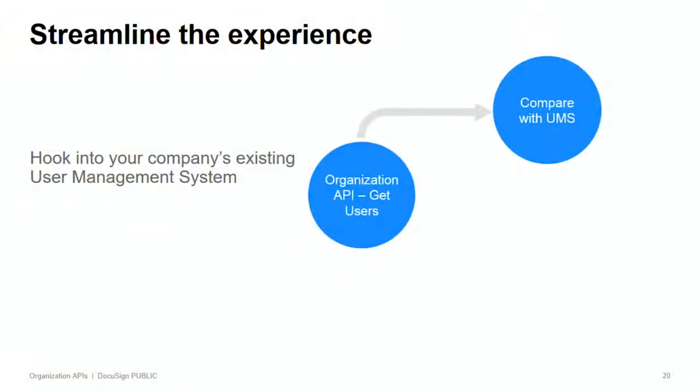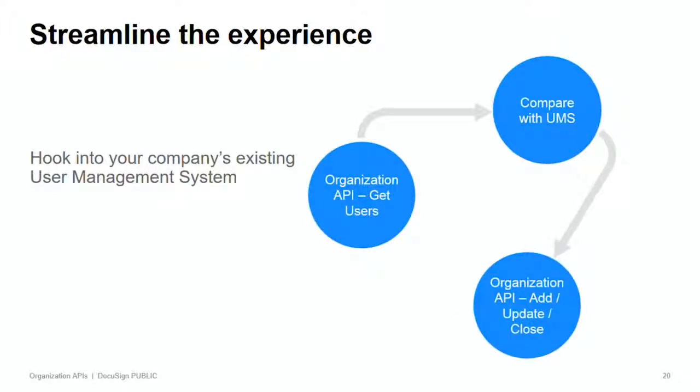So they compare it with that, and then anybody that's out of date, they add, update, or they close based on the information that they have. And then they repeat this. They run this on a daily basis, get all the information, make sure DocuSign is up to date with what they expect it to be. So with that, we'll have Frank jump into a demo on how some of this works.